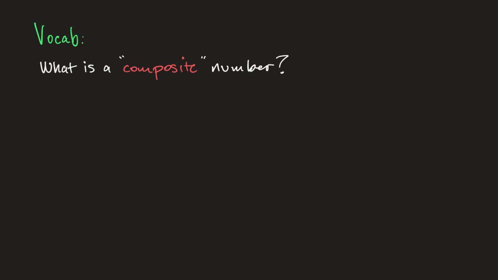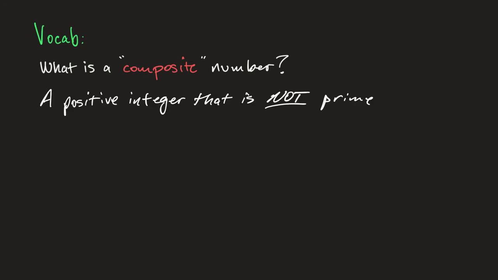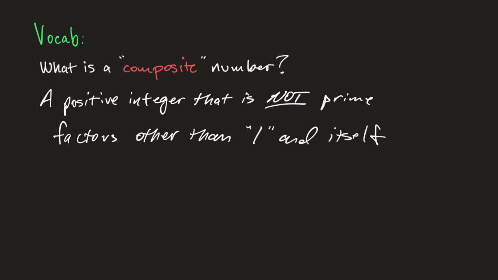What is a composite number? A composite number is a positive integer that's not prime, meaning it has factors other than the number 1 and itself. So an example would be 4, because that has the factors of 1, 2, and 4, right? 2 is a factor of 4 that is not 1 or itself.